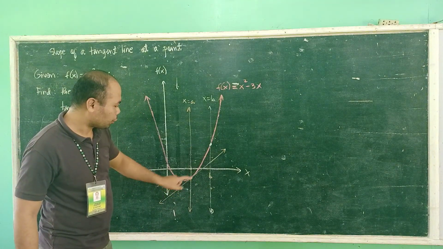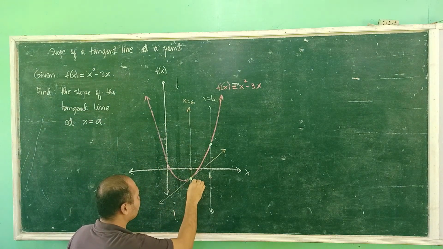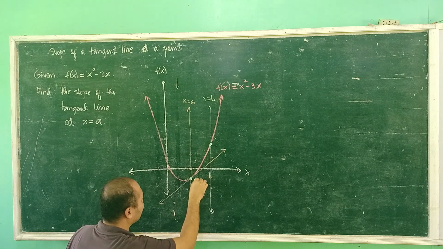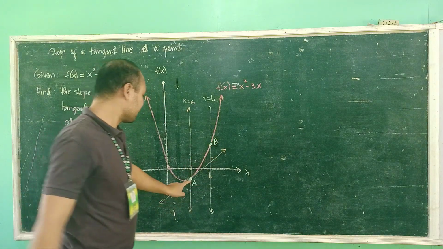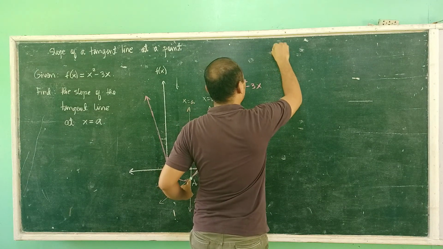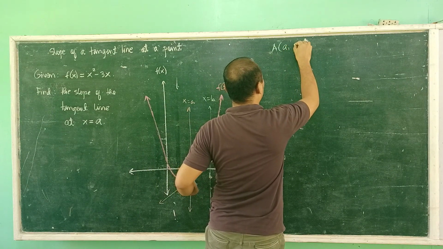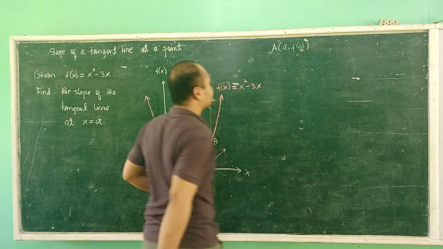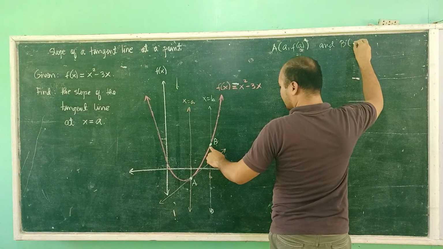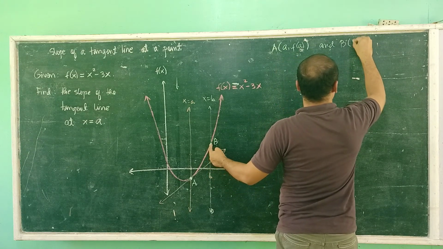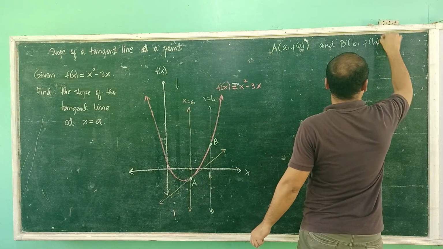What are the coordinates of these points? Let's say point a and point b. What do you think is the coordinate of a? a has coordinate small a, comma, f of a. And b has coordinate b, comma, f of b. This is f of b.